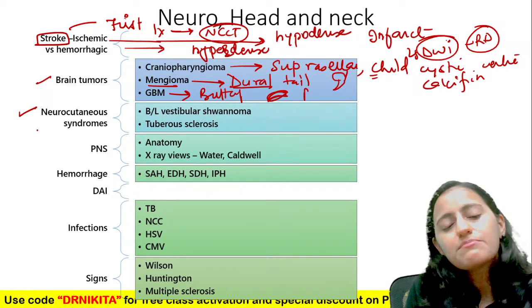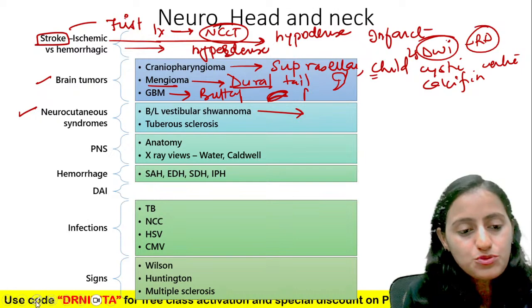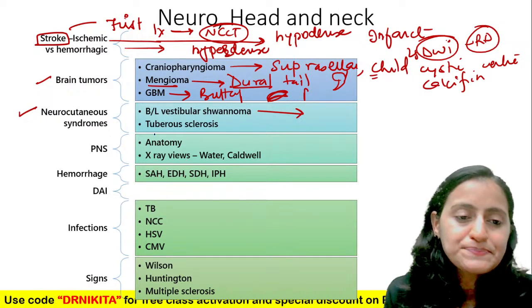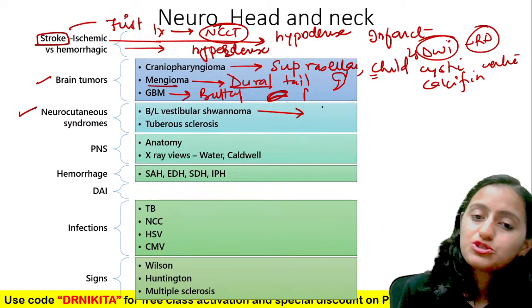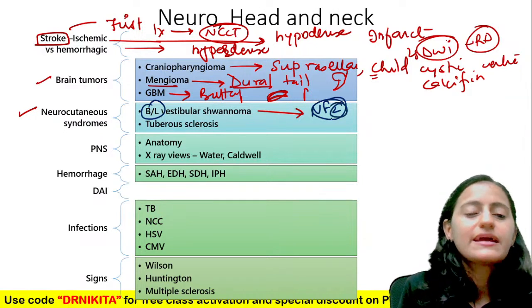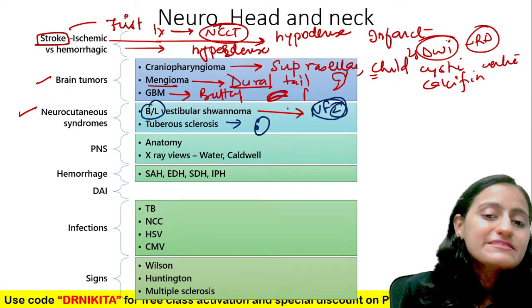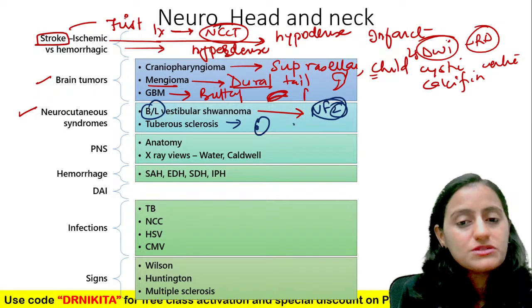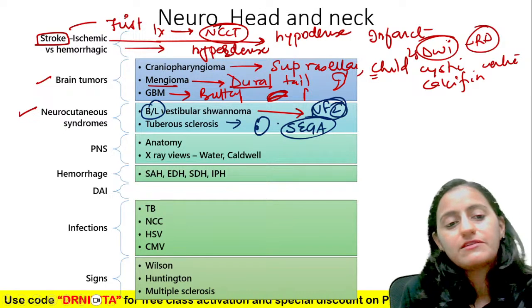Neurocutaneous syndromes are important. What is that neurocutaneous syndrome where you have bilateral vestibular schwannoma? It is NF2. Remember, bilateral 2, it is NF2. In tuberous sclerosis, what do you have? The calcified subependymal nodules. What brain tumor can develop? It is SEGA. Okay, it is SEGA which can develop.